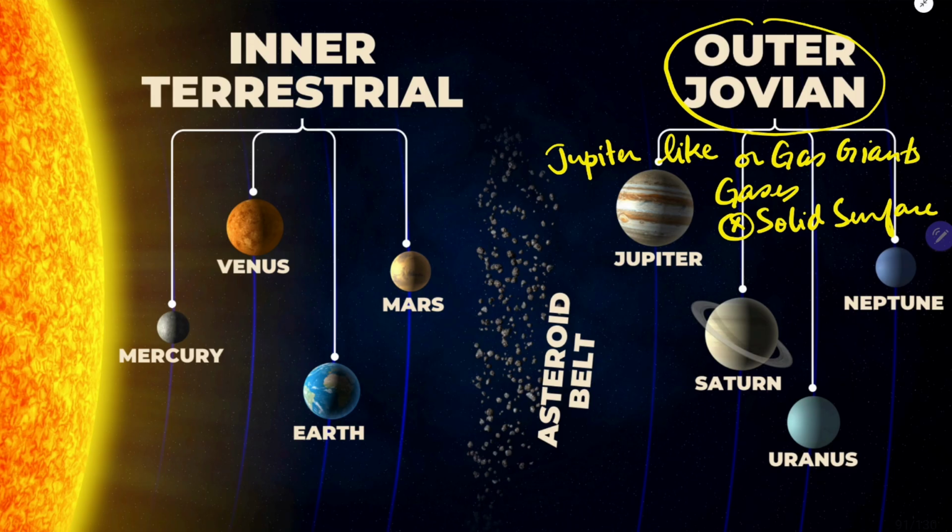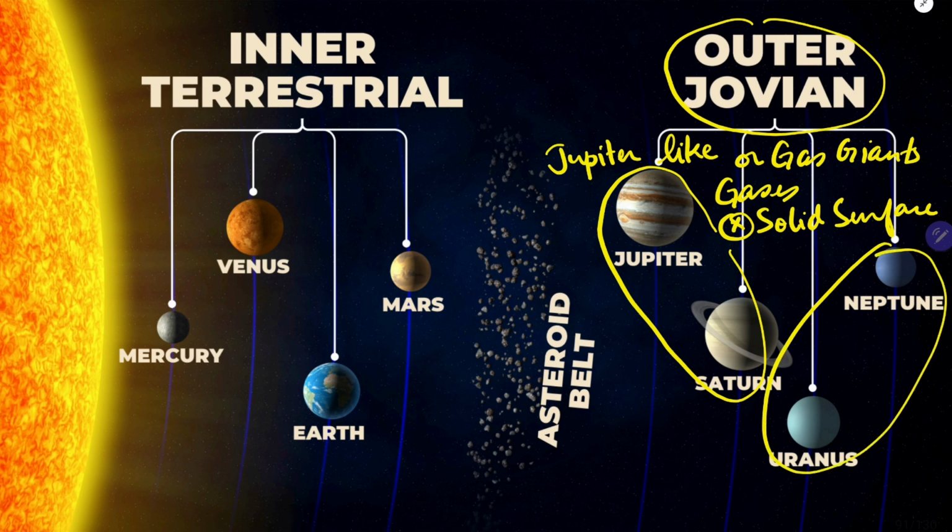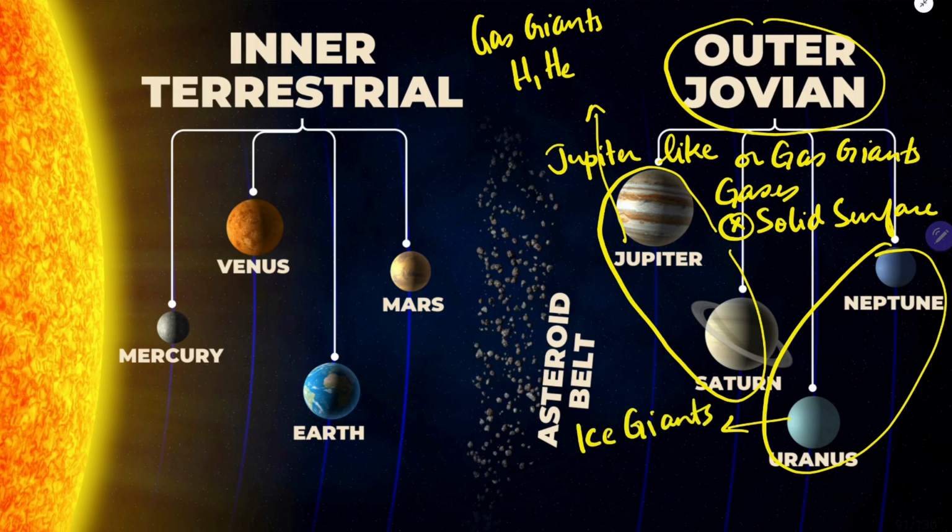Though the Jovian planets are generally called gas giants, sometimes they are further divided into two groups. Jupiter and Saturn are called gas giants as they are primarily composed of hydrogen and helium. Uranus and Neptune are called ice giants because they also contain more water, ammonia, and methane ice, distinguishing them from Jupiter and Saturn.